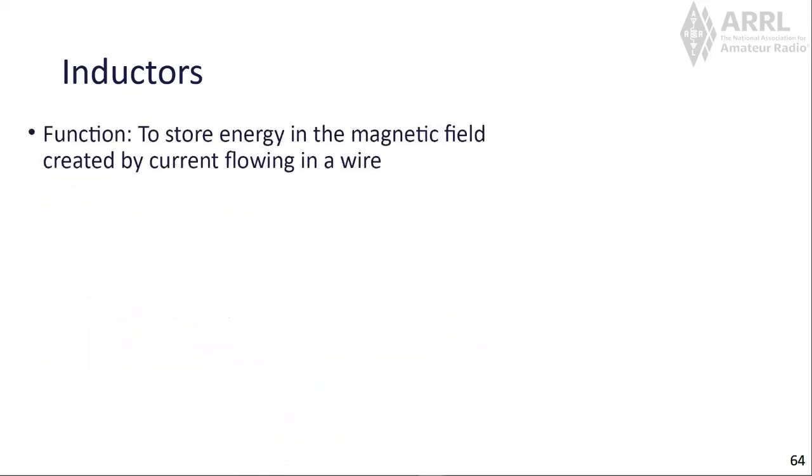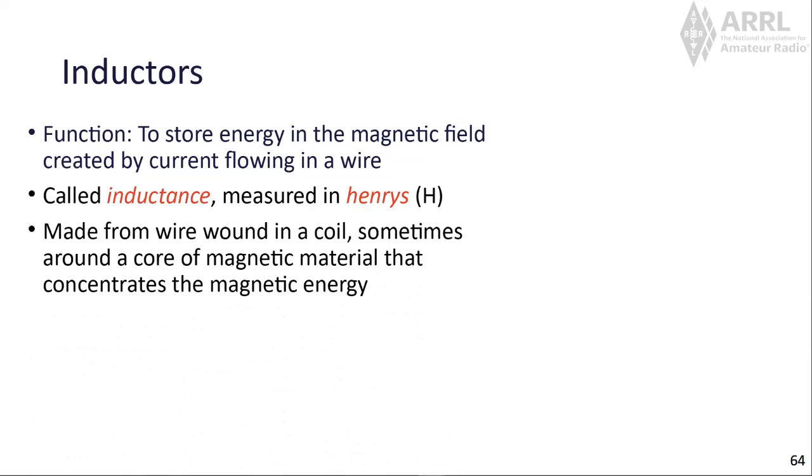Talk about inductors. The function of an inductor is to store energy in the magnetic field. We create that magnetic field by current flowing in a wire. When electrons flow in a wire, they create a magnetic field. This energy we call inductance, and it's measured in henries. And henries are also a very large value of inductance, so we tend to deal with millihenries and microhenries.